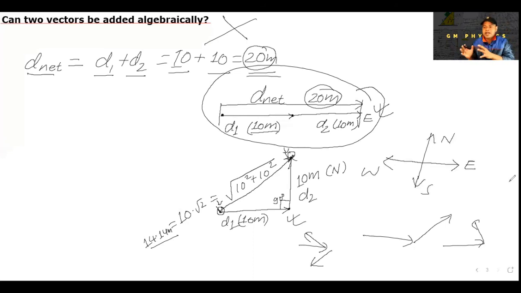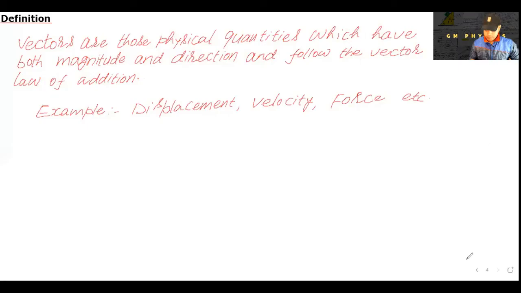So now we can define vectors. We can say vectors are those physical quantities which have both magnitude and direction and follow the vector law of addition, or don't follow algebraic addition. So let's write the definition of vectors. All right. Vectors are those physical quantities which have both magnitude and direction, important, and follow the vector law of addition, very important. Examples are, as we saw before, displacement, velocity, force, etc.